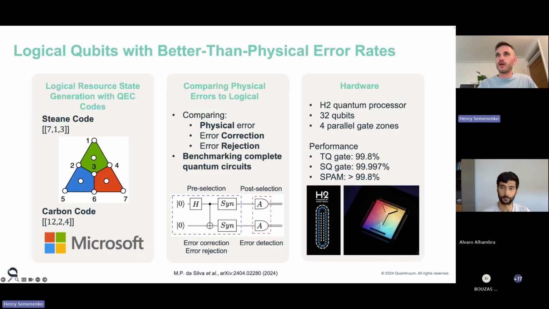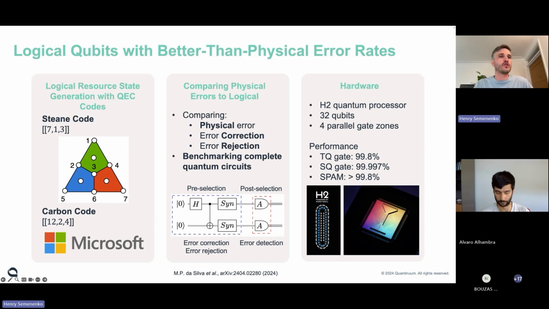I just wanted to give a bit of a highlight of the results, and then I'll go through what the results actually were. This is looking at logical qubits now with better than physical error rates.